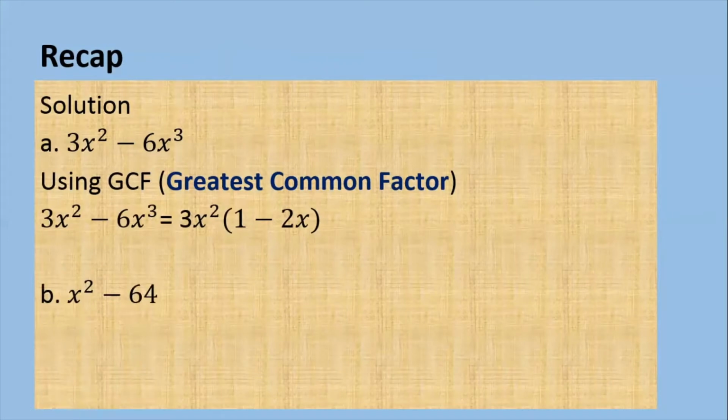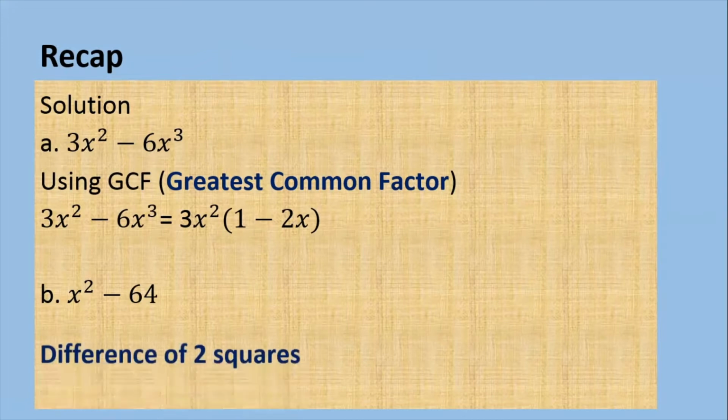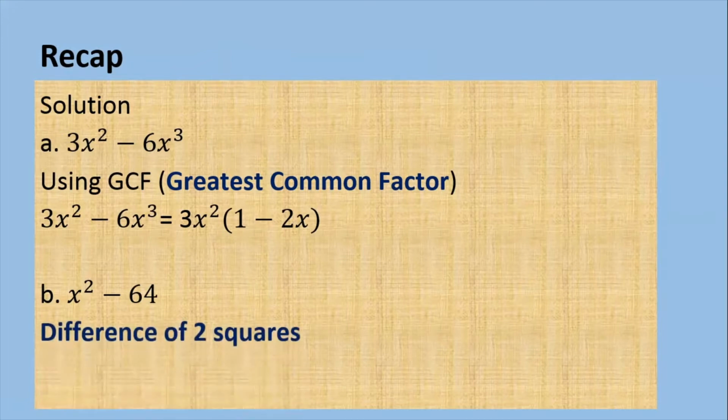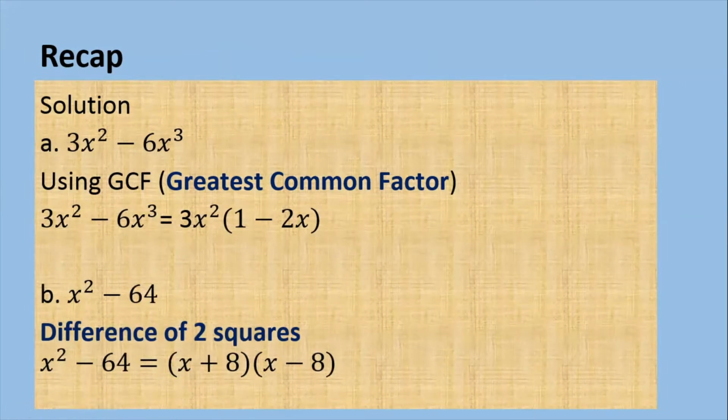Second, part B, we need to factorize x squared minus 64. How do we call this type of factorization? That's the difference of two squares, exactly. So that will be x plus 8 multiplied by x minus 8. You could have written x minus 8 multiplied by x plus 8. It does not matter.